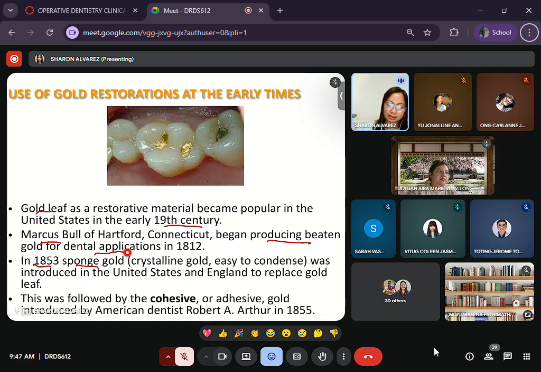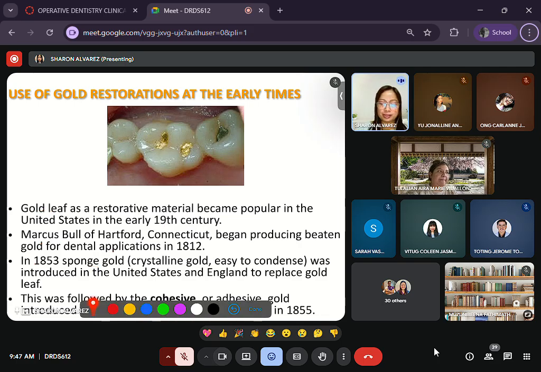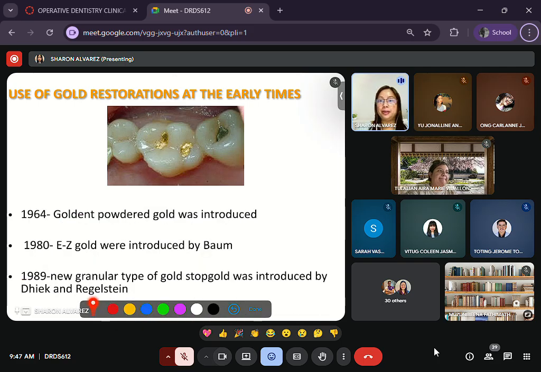We will understand the different kinds of gold later because that's our next topic. We will see the different kinds of gold preparation. So in 1964, powdered gold was used. In 1980, easy gold was introduced. And in 1989, a granular type of gold was introduced in the market.